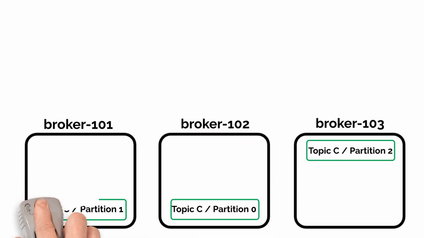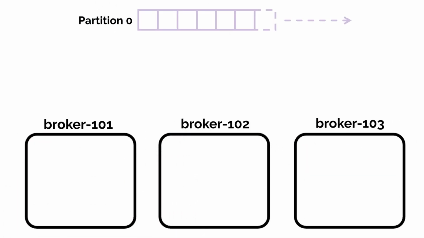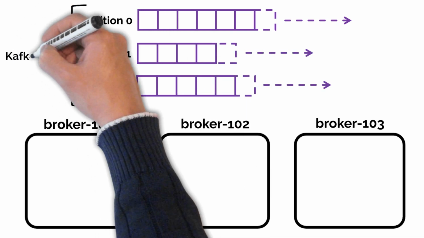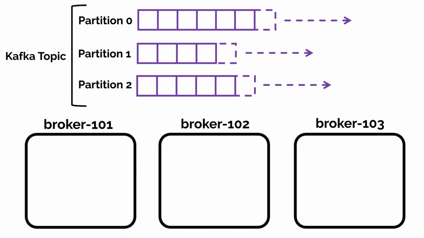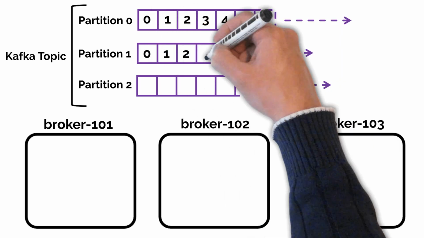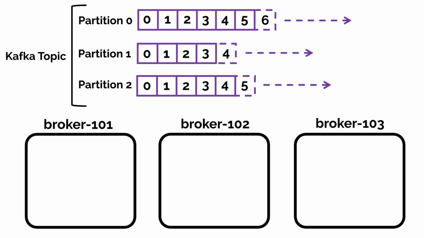Each partition acts as an ordered, immutable sequence of messages, where new messages are appended to the end. Every message within a partition is assigned a unique offset, which represents its position in the log. A topic can be spread along multiple Kafka brokers, but a partition always belongs to one broker.